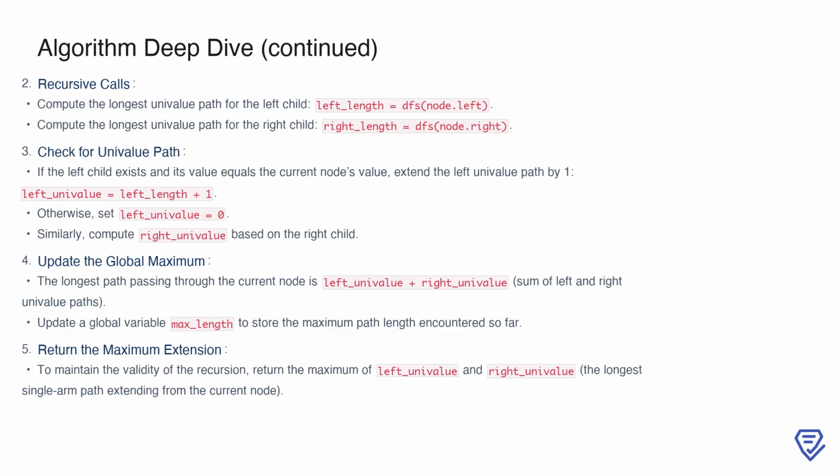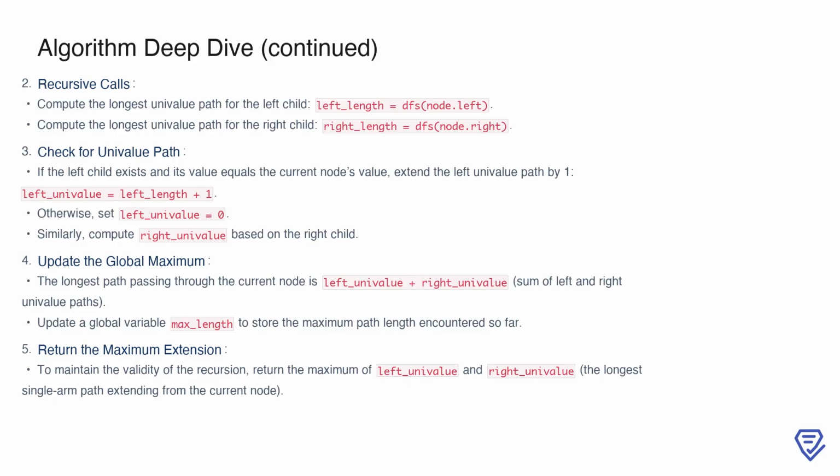To implement the recursive solution, the first step is to handle the base case. If the current node is null, we return 0, as no path can exist. Next, we make recursive calls to compute the longest univalue paths for the left and right children of the current node. These are stored in left_length and right_length, respectively. Then, we check whether the left and right children contribute to a univalue path. If the left child exists and its value matches the current node's value, we extend the left univalue path by 1, otherwise, we set it to 0. The same logic applies to the right child.